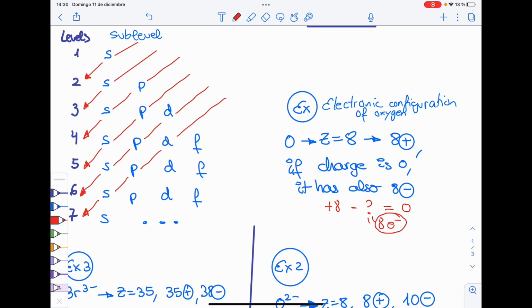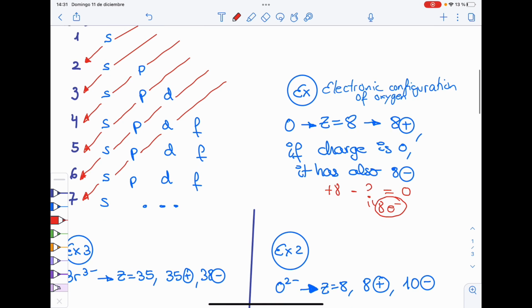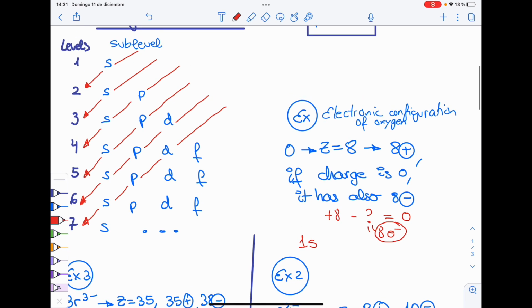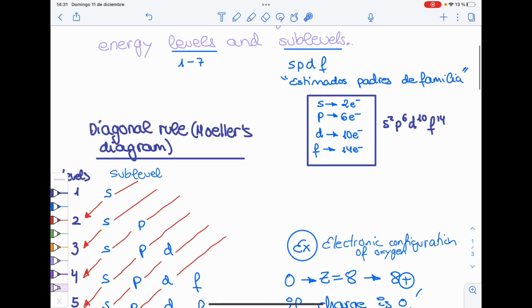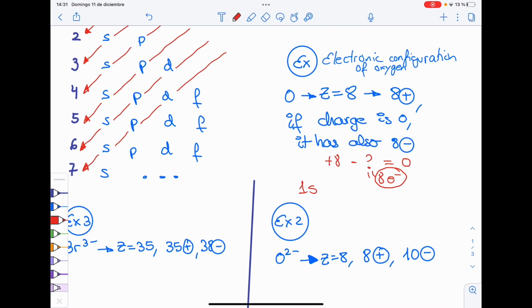So to do the electronic configuration of 8 electrons, you have to start on this line and follow this line. Which is the first letter that you see here? The letter S. And letter S is in which level? In level 1. Okay, so the electronic configuration of oxygen is going to start with 1S, because the first letter that you see is S and it is on level 1. Then you have to look, on sublevel S, how many electrons can I put? 2. I can put 2 electrons. So I'm going to come here and put 2 electrons.